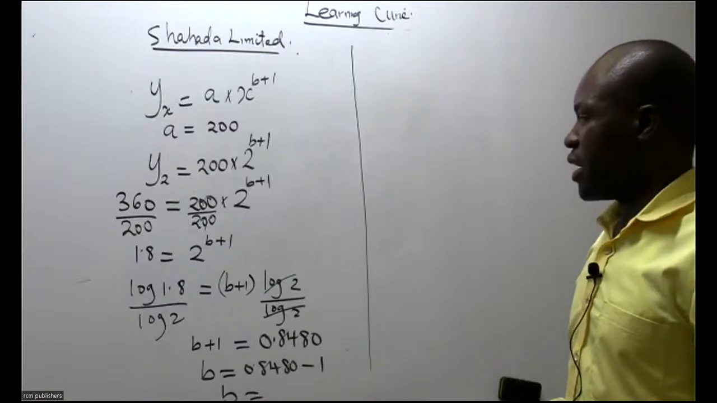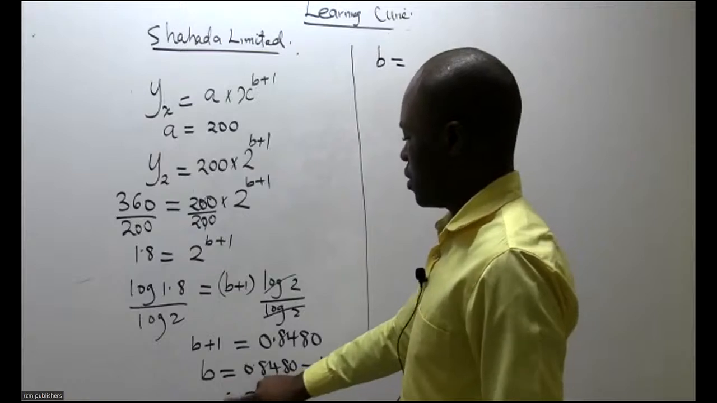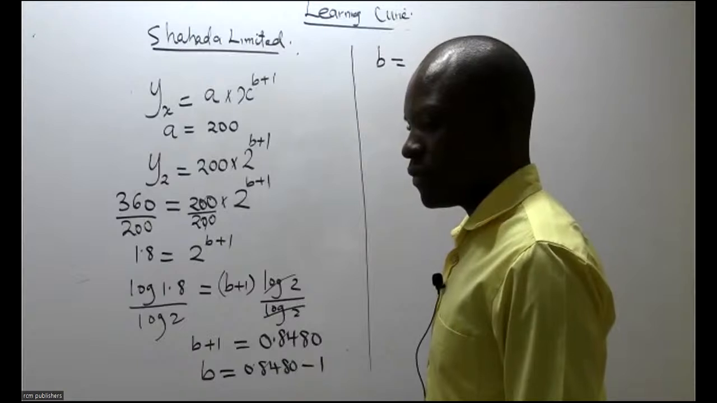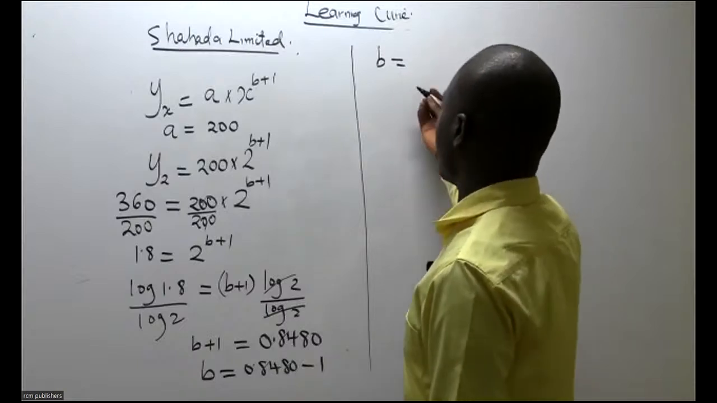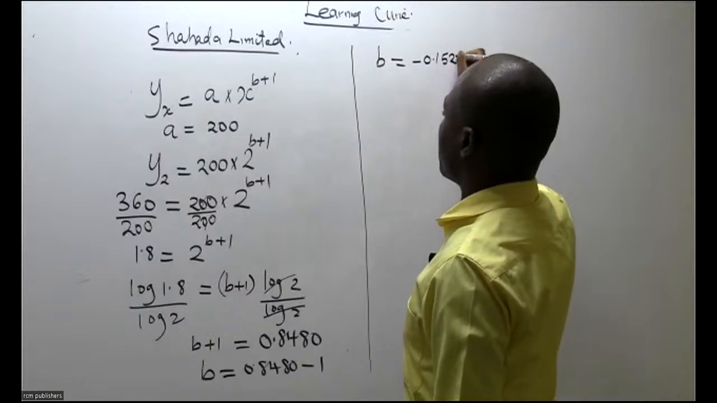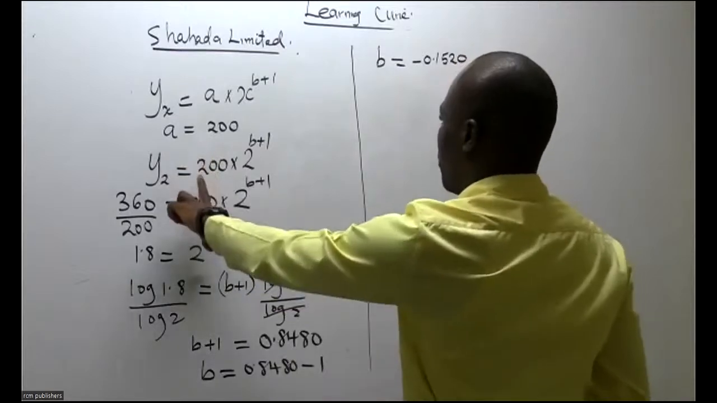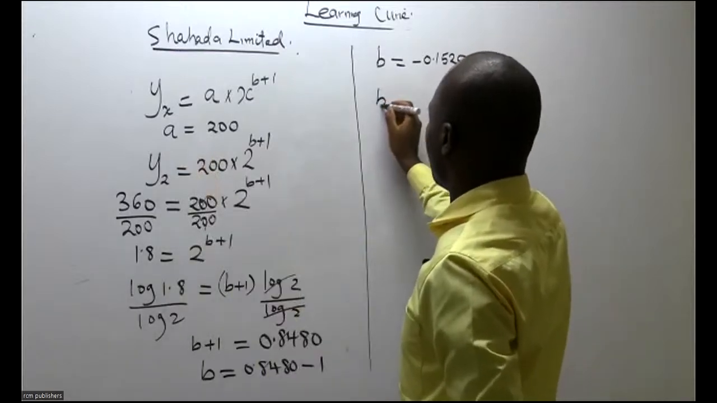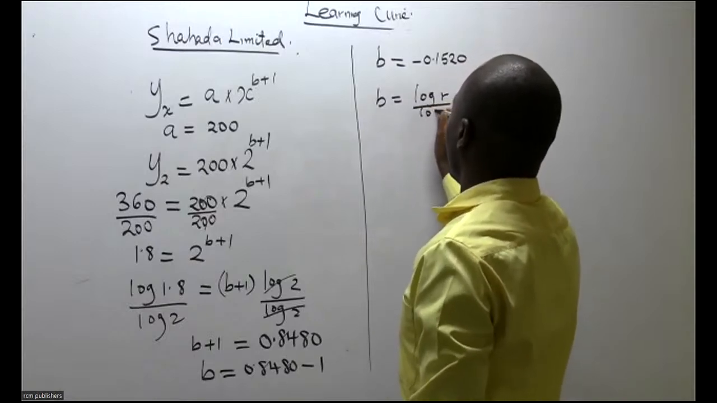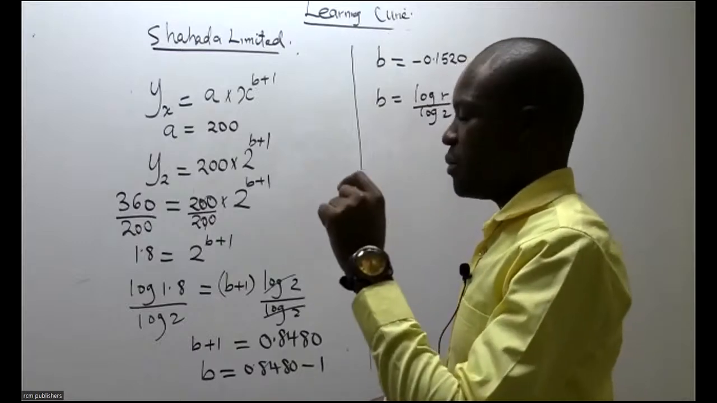The value of B, are we getting the value of B? Negative 0.1520. That is what we are getting, is it? Now come to our formula, which we said, how do we get B? B is equal to log R over log 2. Log R divided by log 2.